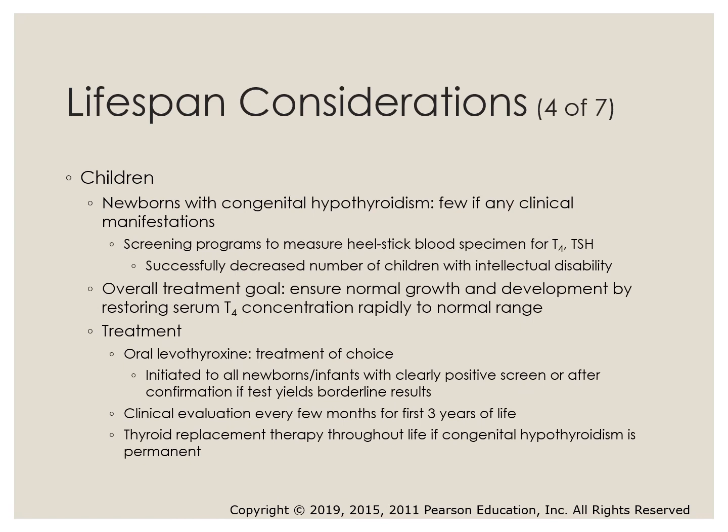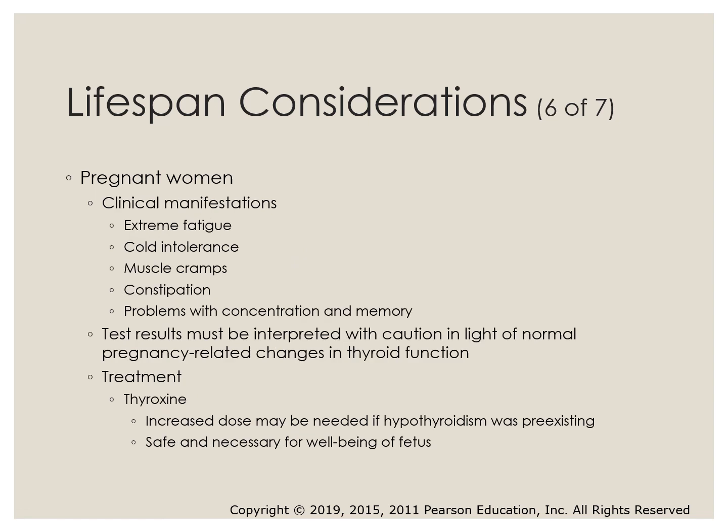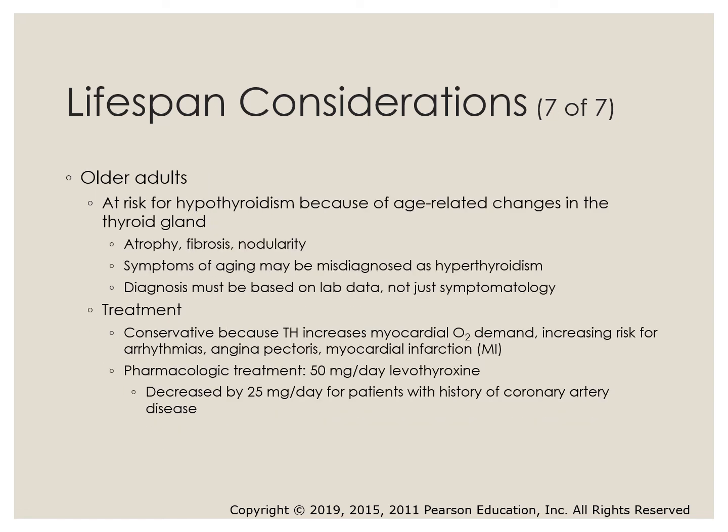Please read over the children. I'm not going to speak to that, and the pregnant women as well. As you see here, for pregnant women, it can cause preeclampsia, anemia, miscarriage, so it can have some adverse effects in pregnant women, make them more fatigued and so on. In the older adult, and you do see it more in the older adult, they're at risk for age-related changes such as atrophy of the thyroid gland and having the nodular goiter.